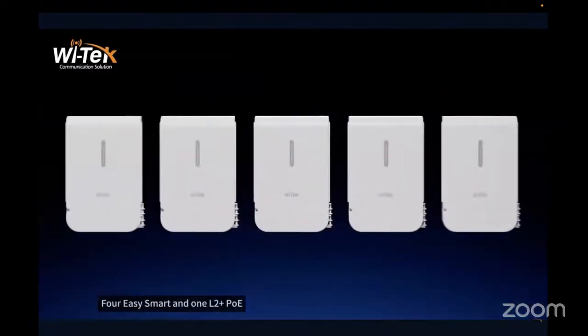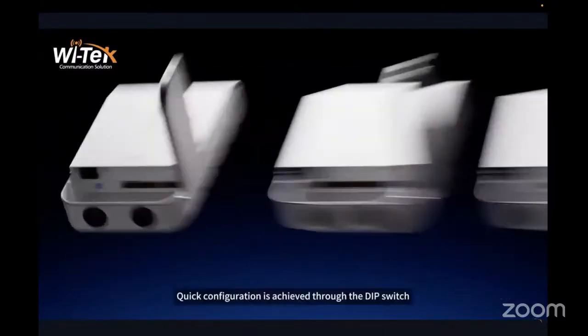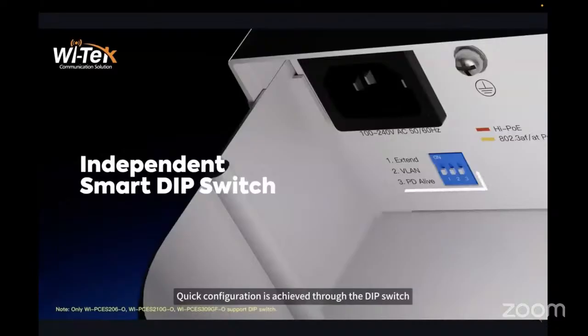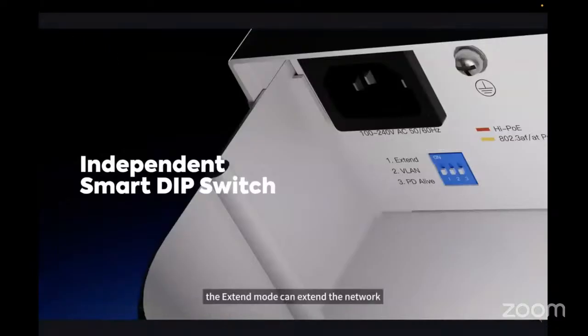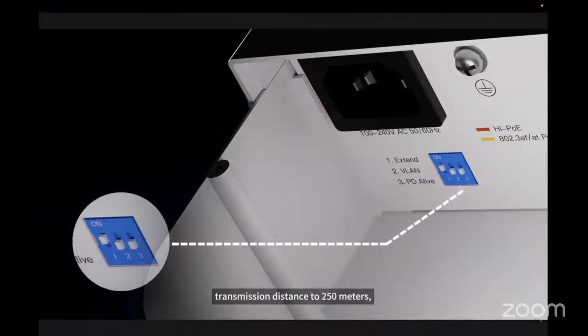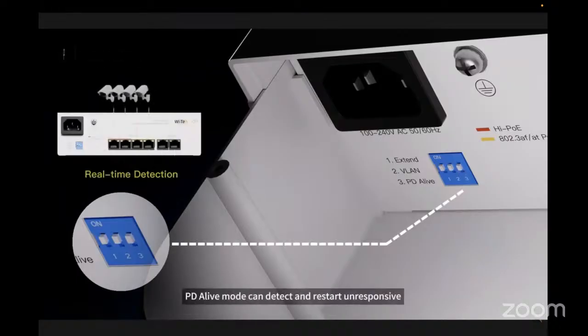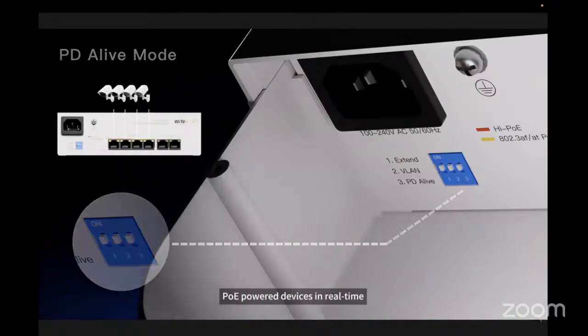Easy, smart, and one-out plus PoE switches have been launched, and everyone can choose according to their needs. Quick configuration is achieved through the DIP switch. The extend mode can extend the network transmission distance to 250 meters. After enabling VLAN mode, uplink and downlink communication can be isolated. PD Alive mode can detect and restart unresponsive PoE-powered devices in real time.